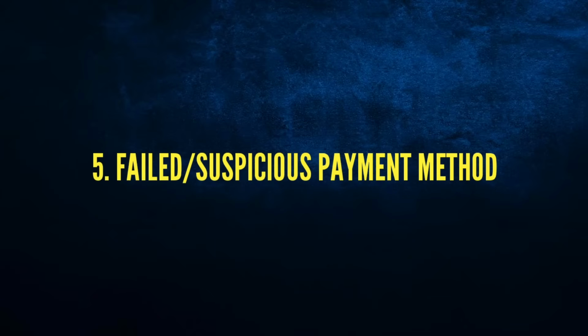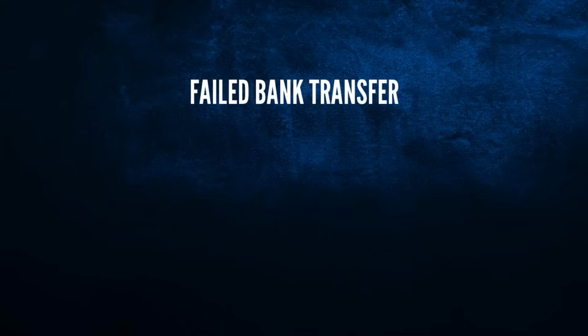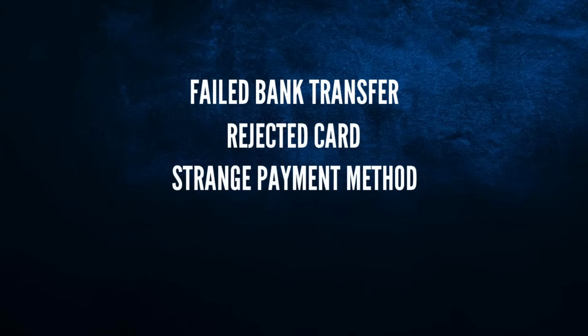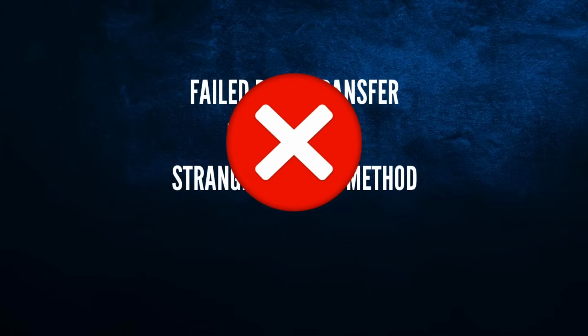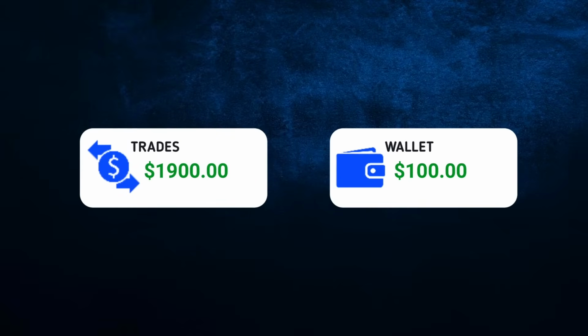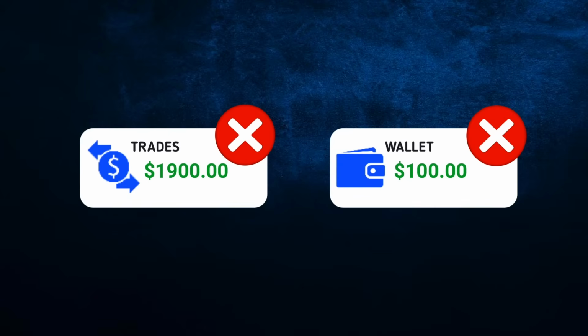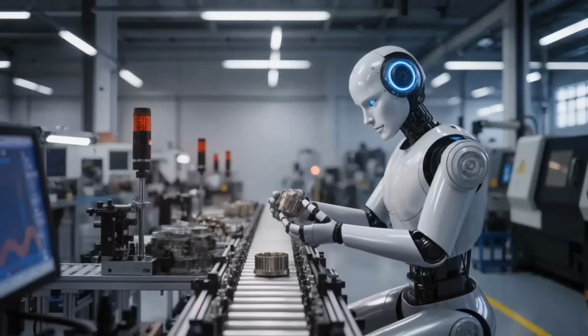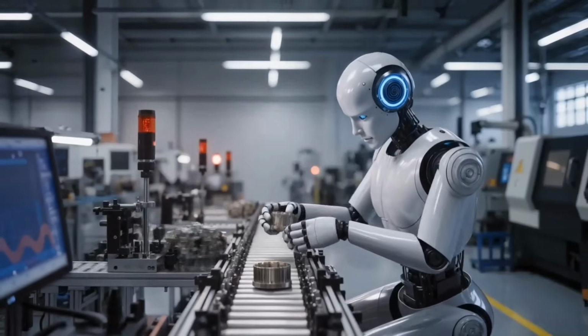Failed or suspicious payment methods. A failed bank transfer, a rejected card, or a payment method that doesn't match your verified identity can trigger a security hold automatically. Unusual transaction patterns. If your trading volume, wallet activity, or transaction frequency falls outside what Coinbase algorithm considers normal, the automated system will flag it, even if you have done nothing wrong.